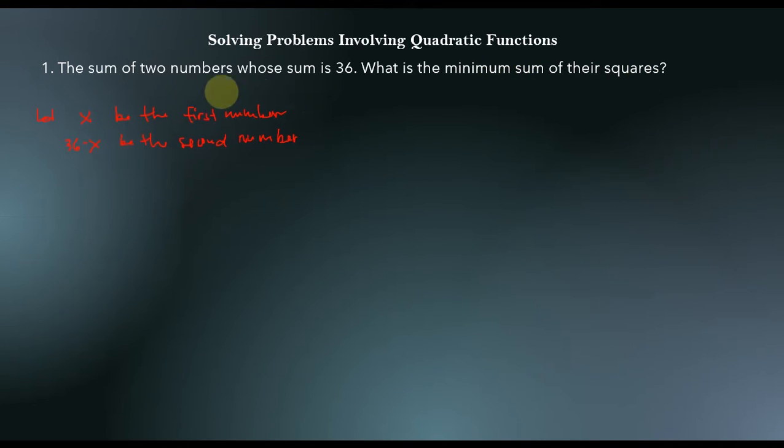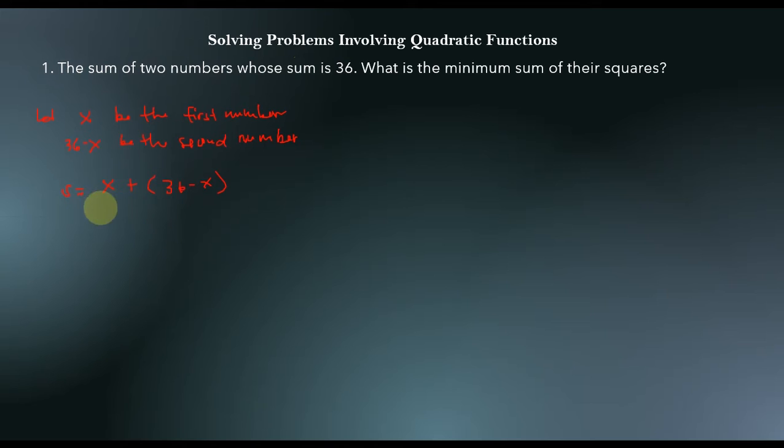But before we do that, we need to write this one: the sum of two numbers whose sum is 36. So the sum is 36. For example, the sum of these two numbers is x plus 36 minus x. So of course, this will satisfy the condition.